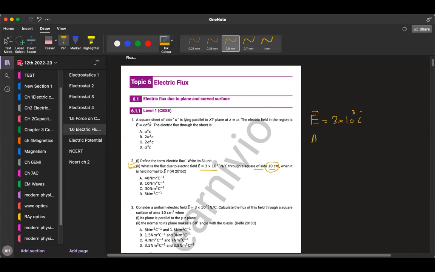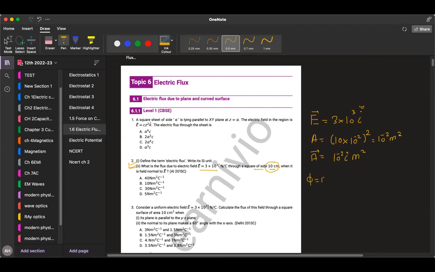Side is 10, that means area of the square will be, first of all, convert this 10 centimeter into meter, so 10 raised to the power minus 2. And since it's a square, area is side squared, so this will be 10 raised to the power minus 2 meter squared. Now the question says this area is perpendicular to the electric field, which means the area vector is parallel to the electric field. So you can write your area vector as 10 raised to the power minus 2 I cap meter squared.